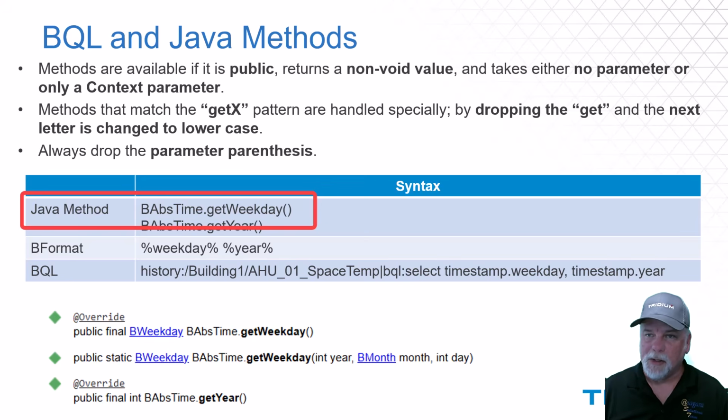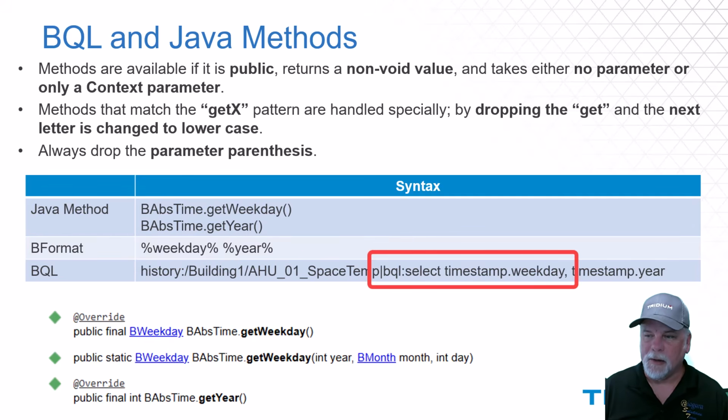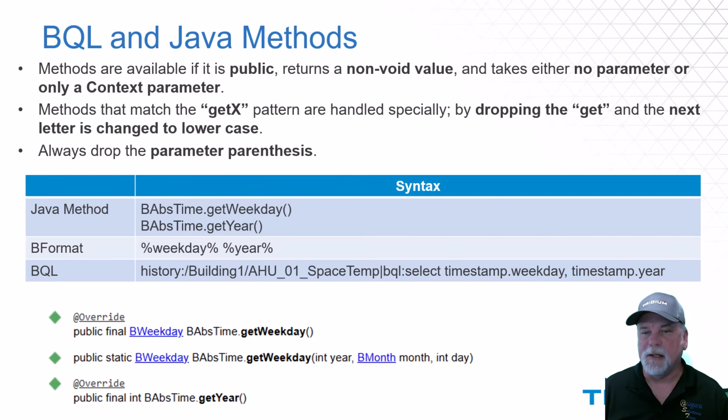So for BFormat and BQL, they both follow the same rules. And in that case, we're going to drop that leading get, change the w to lowercase, and get rid of the parentheses. So for BFormat, that just becomes %weekday%. In the BQL line there, you'll see that under the BQL statement, it says select timestamp.weekday. So you can take any Java method that's public that gives you an answer back, and it doesn't require an argument other than context, and we can use that with either BFormat or BQL in this case.